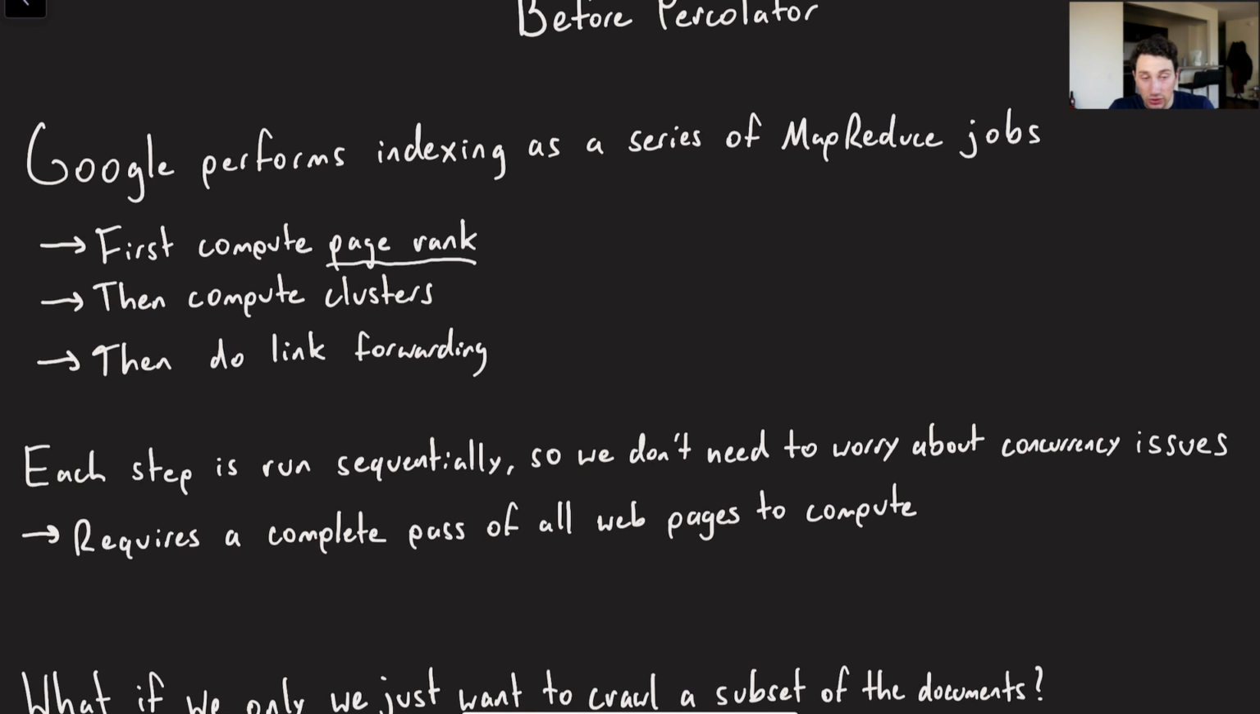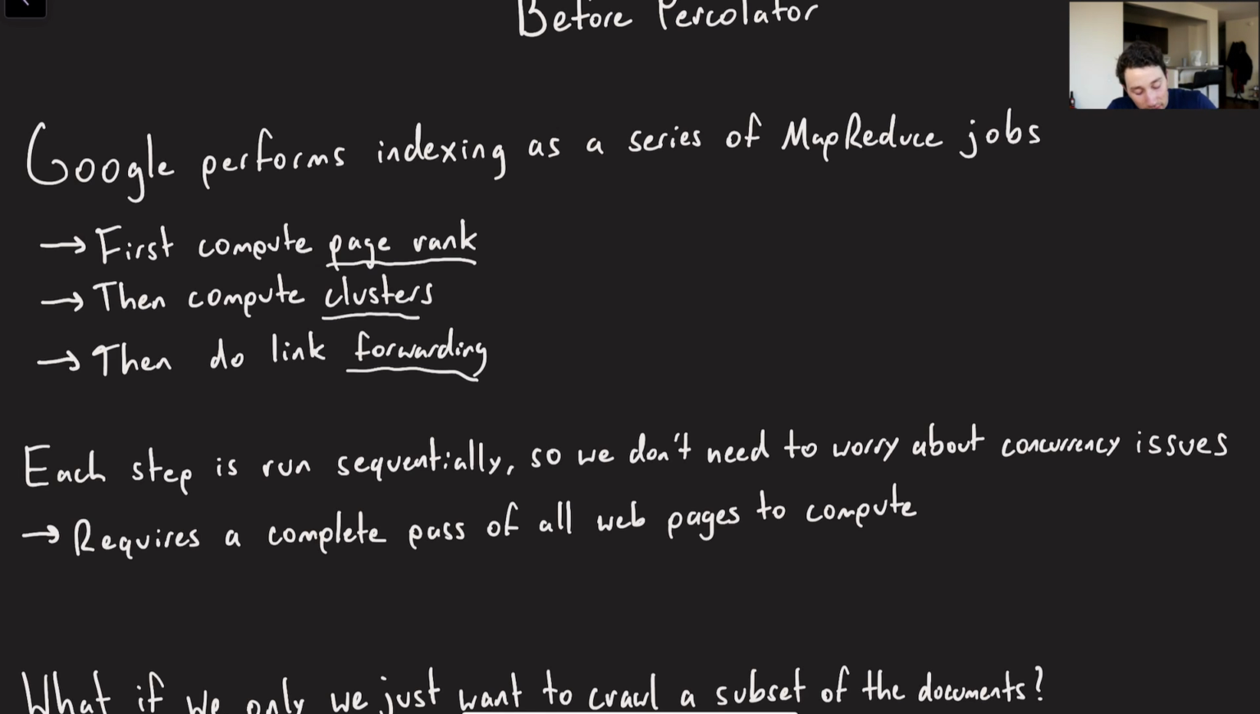Then we go ahead and use the actual content of each page to compute duplicate clusters. And then finally, we can do the link forwarding, right, where we assign to basically every single website based on the highest scoring page in a particular cluster. And so each of these steps are going to be run completely sequentially.